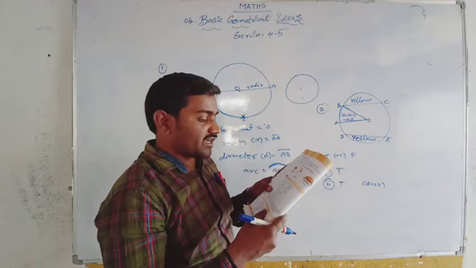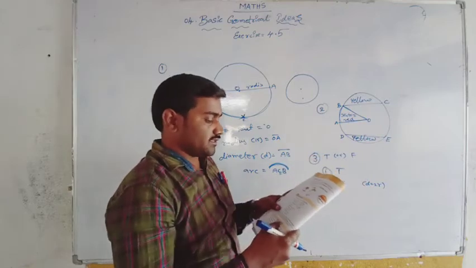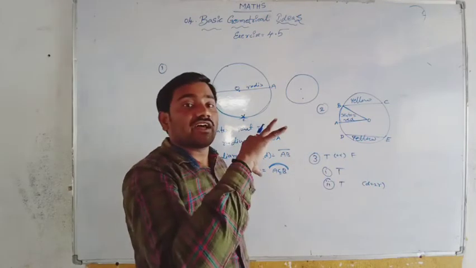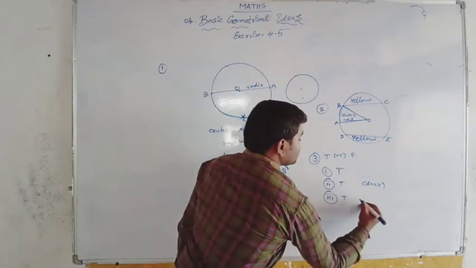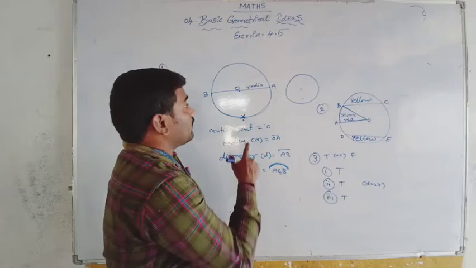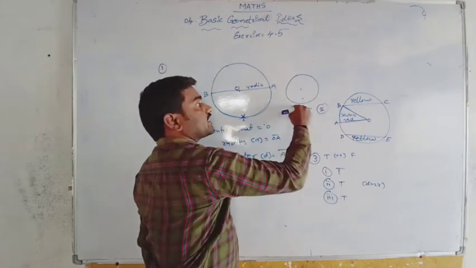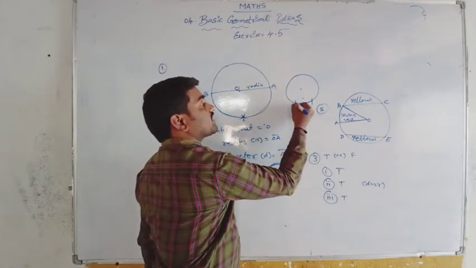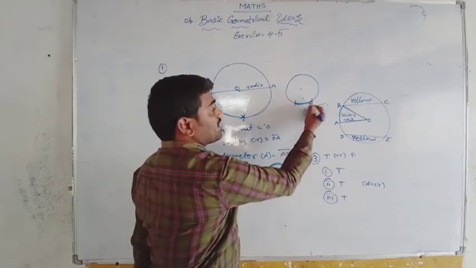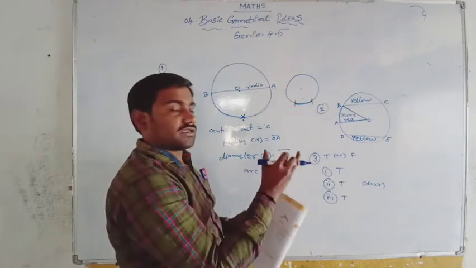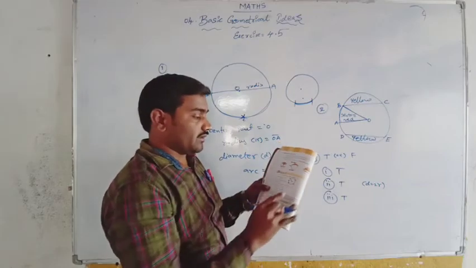An arc is a part of a circle. Yes, an arc is a part of a circle only. It is true. An arc is a part of the circumference of the circle. Arc is a part on the circumference of the circle.